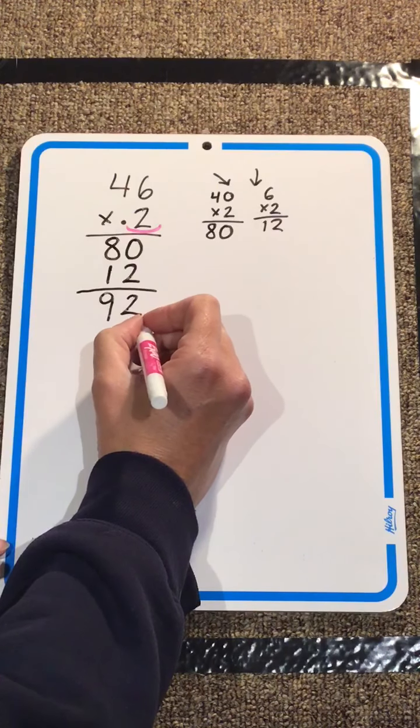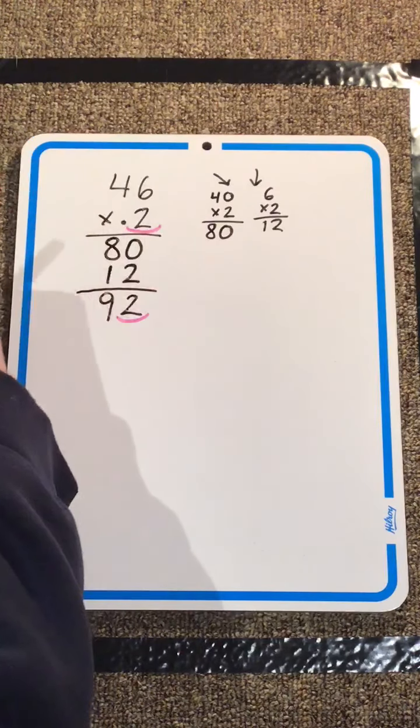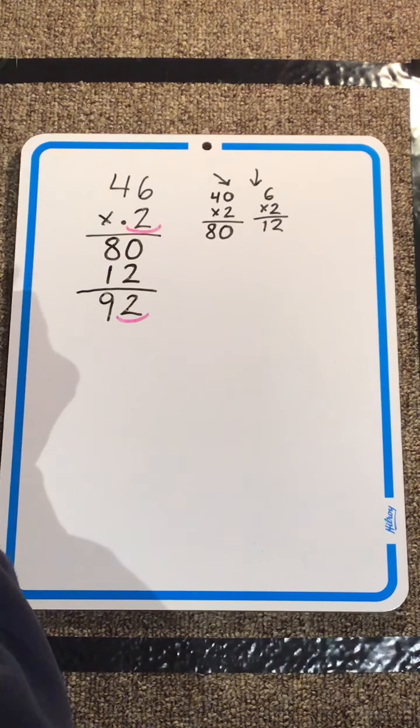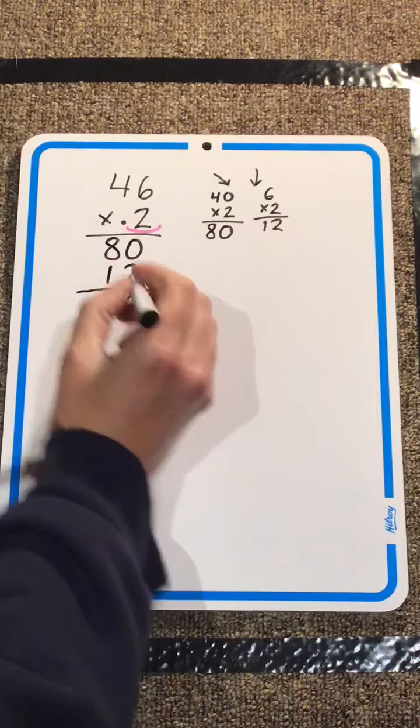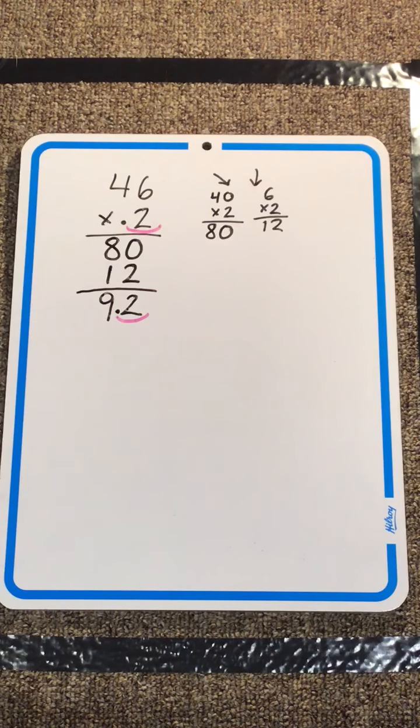So that means I'm going to need 1 hop going the other direction in my answer. So my decimal point is going to go here. So 46 times 0.2 is 9.2.